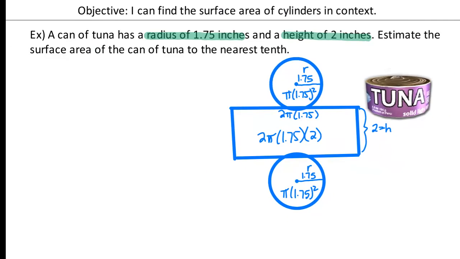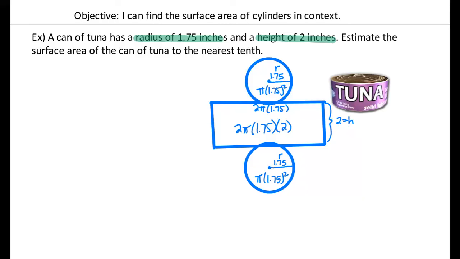So basically, I'm just going to combine everything. The area is going to be that 2 pi r times h plus the 2 circles. I have 2 circles, so 2 times pi times 1.75 squared. So if it's helpful, you guys can draw the net just so you can see where all the area is coming from. But if you want to just use the formula, you can just use the formula. That's fine as well.